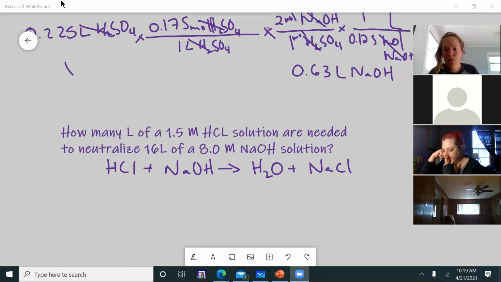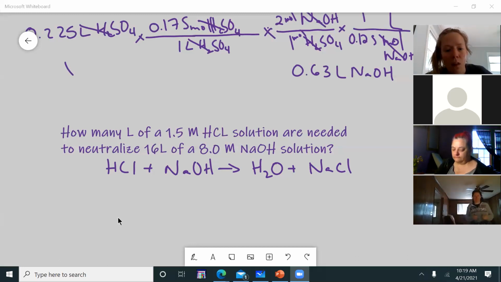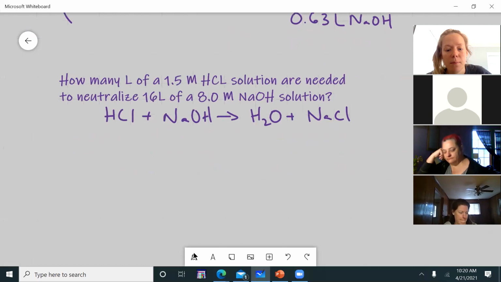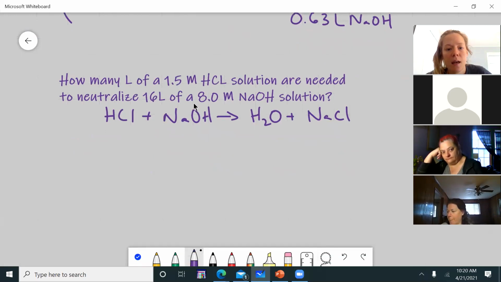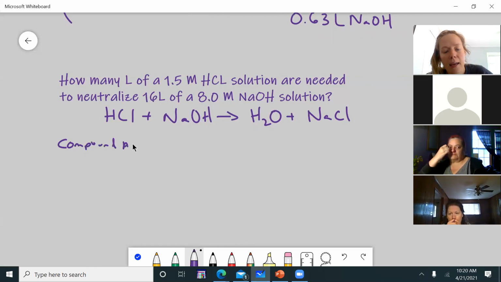Hey there. So hopefully I didn't completely lose you by leaving you out there to work on that. But at least you were able to decipher which compound is compound A and compound B. The thing that we have more information on for this problem is the NaOH. So I'm going to go with compound A as NaOH.